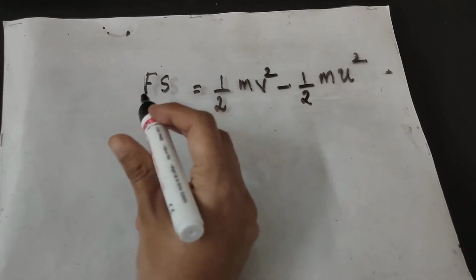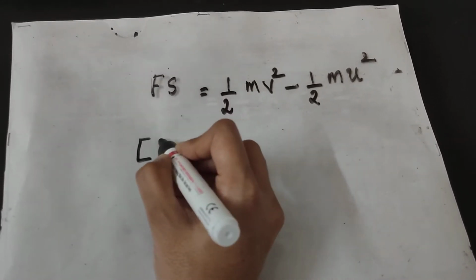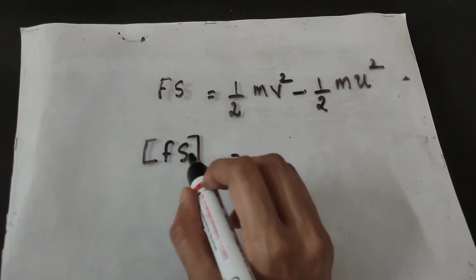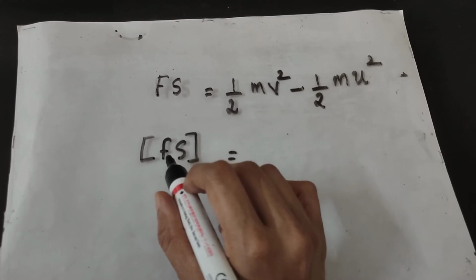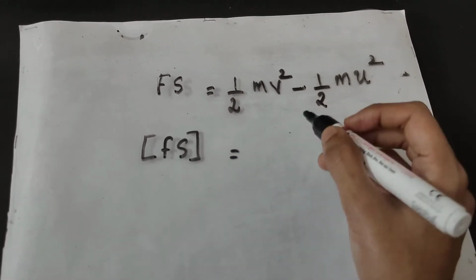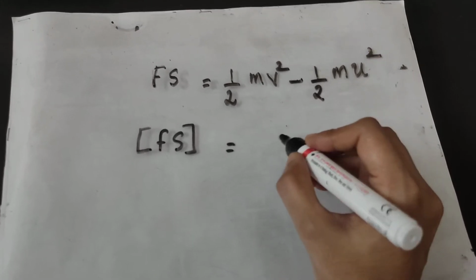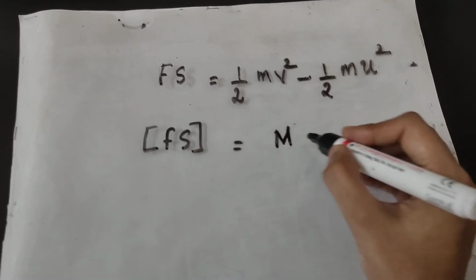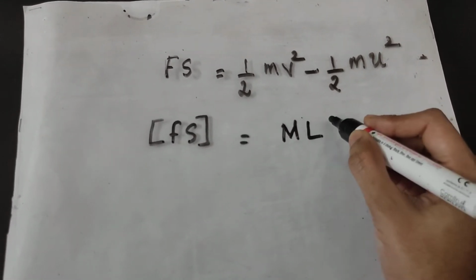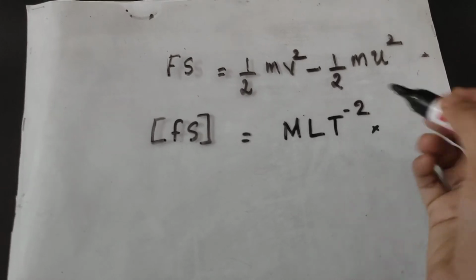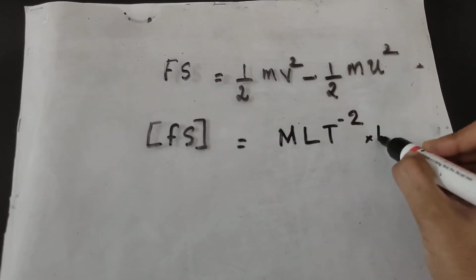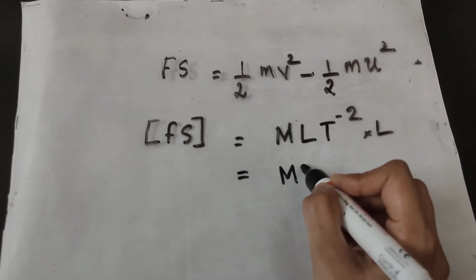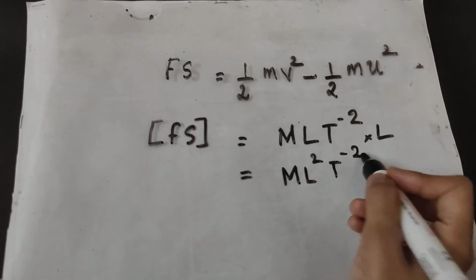So let us take the first term, Fs. What is F? F is force and S is displacement. What is the dimension of force? Force equation is F is equal to ma. M is mass, its dimension is capital M. Then a is acceleration, its dimension is LT raised to minus 2, and S is displacement, dimension L. So the dimension of Fs is equal to ML square T raised to minus 2.